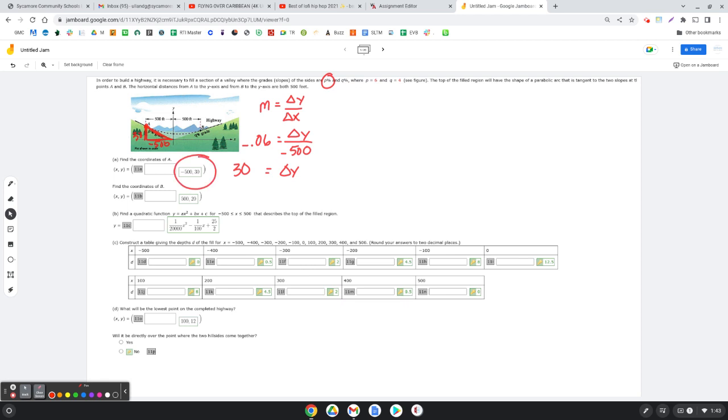Okay. Now, similarly, to find point, what is that? I don't know. R, I think, or B. That's B. Okay. I would say, well, positive 0.04, that's my other slope, is delta y over positive 500. So you get delta y is 0.04 times 500. Notice that's where they got that from.